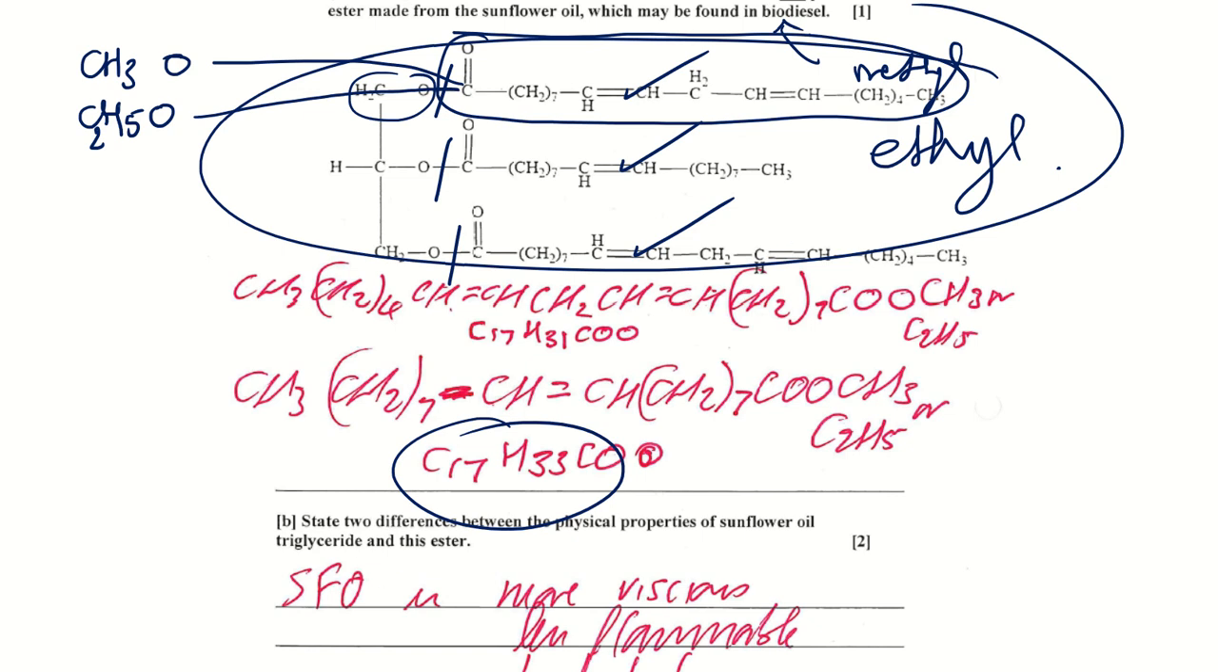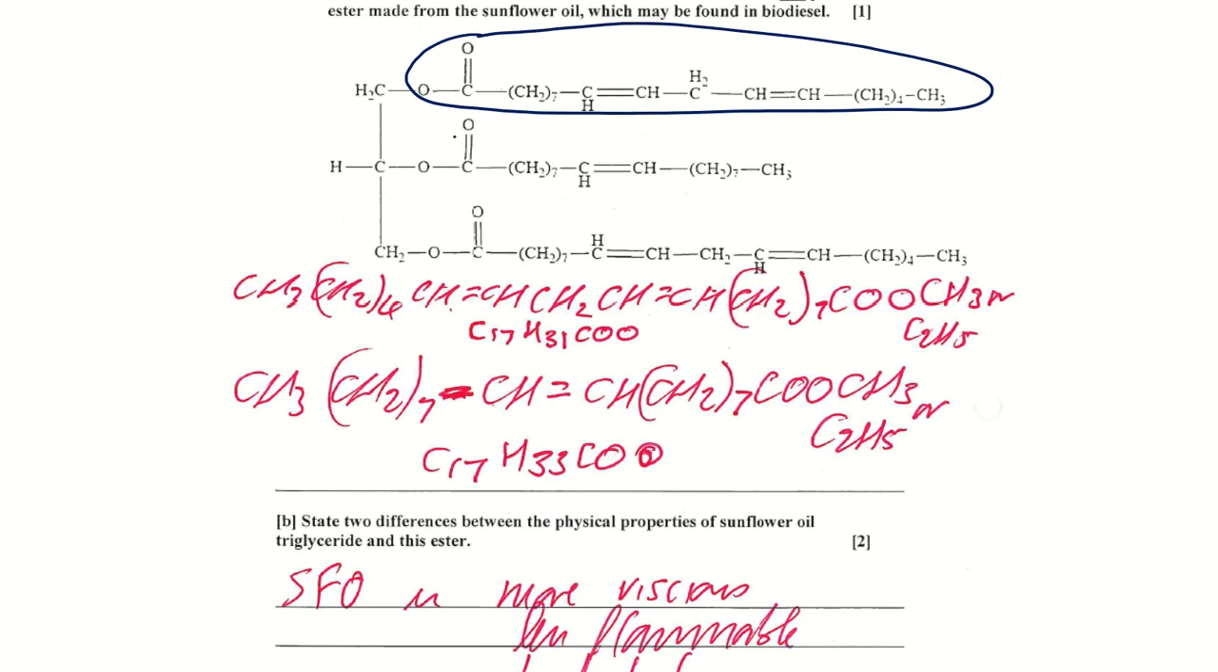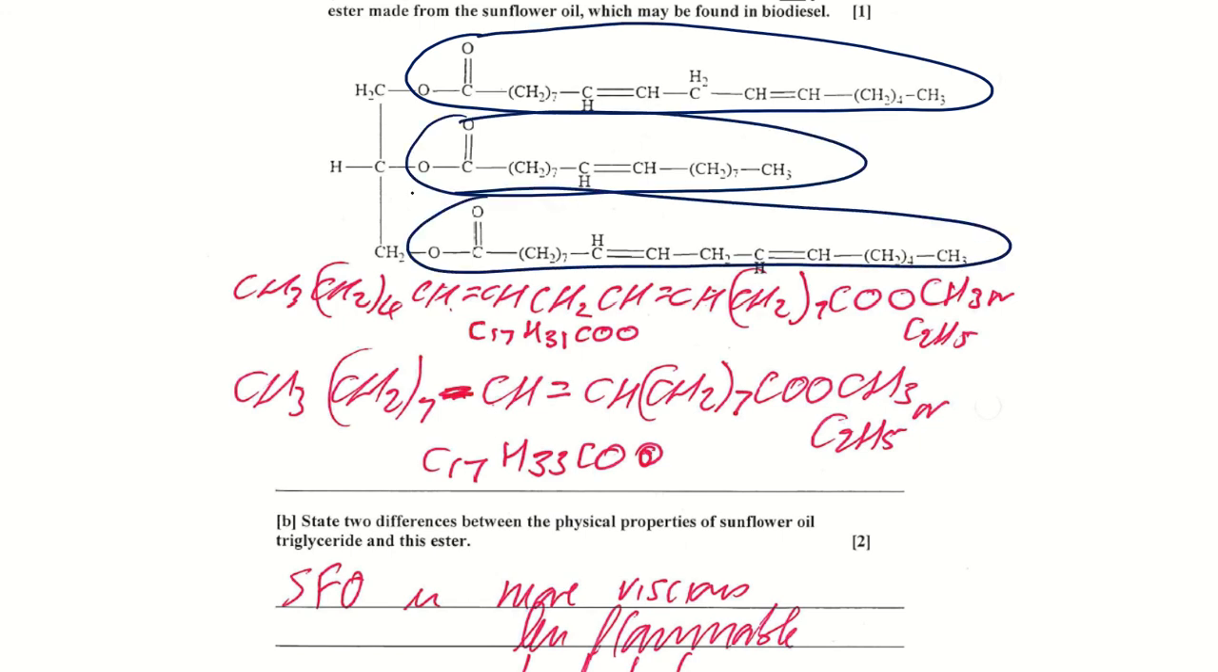Right, next thing then, state 2 differences between the physical properties of sunflower oil and the ester that is made. Sunflower oil up here is a massive molecule compared to the ester. Remember the ester, and I'll just tidy this up a little bit, will end up as an ester of that, and that. So we'll end up with 3 separate molecules, and then the glycerol will be made on its own. So the esters are much smaller molecules than sunflower oil, so they're going to be much less viscous, because the intermolecular forces are much weaker.